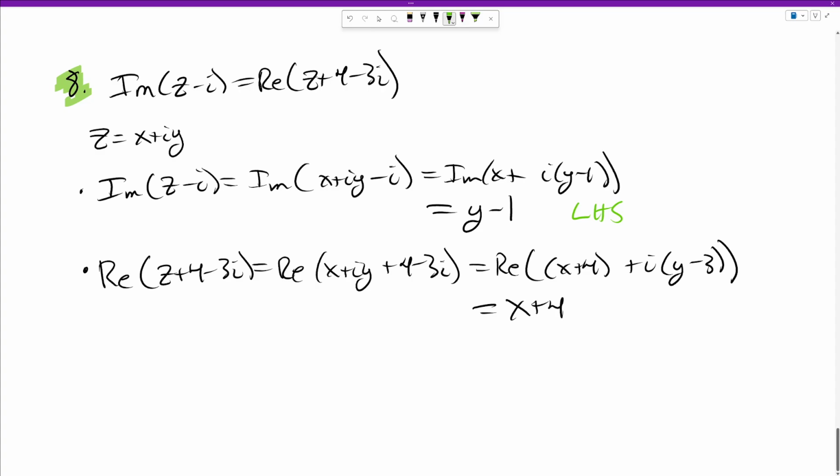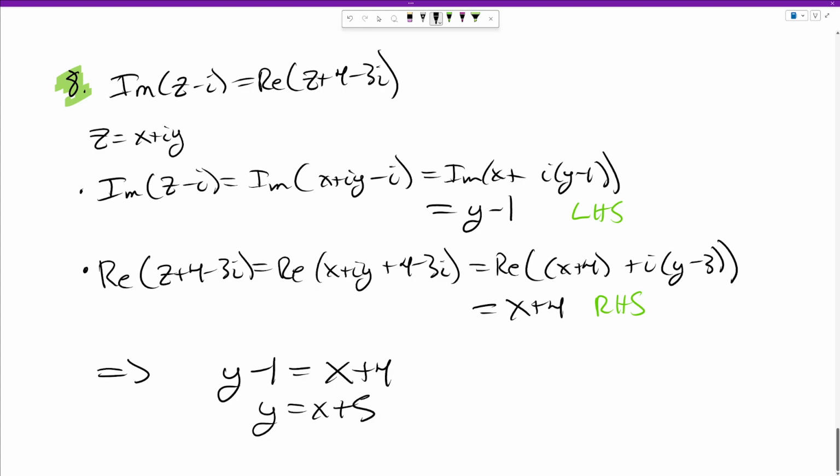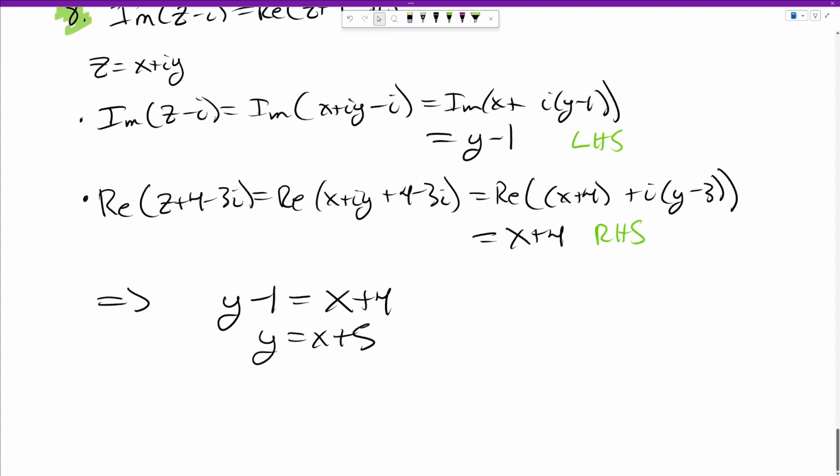And that's our right-hand side. The question is, when are the left-hand side and the right-hand side the same? So we're going to set them equal to each other. So the left-hand side is y minus 1, and the right-hand side is x plus 4. Or we can write this as y is x plus 5, which is a line with slope 1 and y-intercept 5. So we'll quickly graph that.